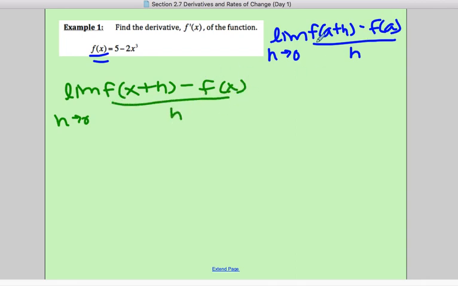Okay, so these definitions mean the same thing, except with this notation I'm going to be using x's. And if I were to use this one, I would be using all a's. Okay, I know you guys like to use x's, so let's stick with using x's here, but they are equivalent.